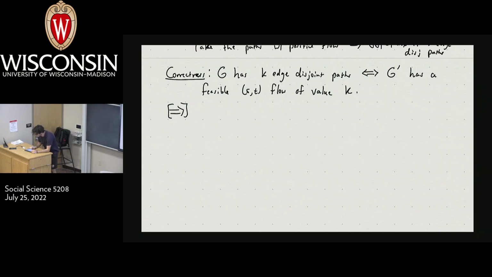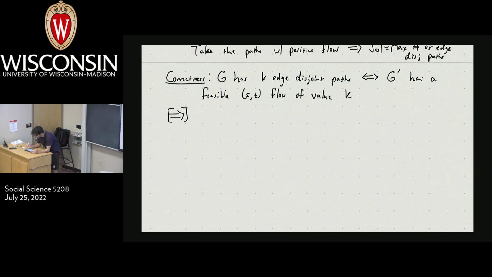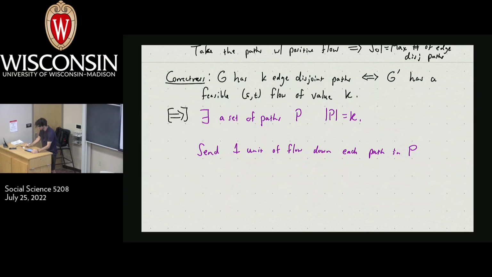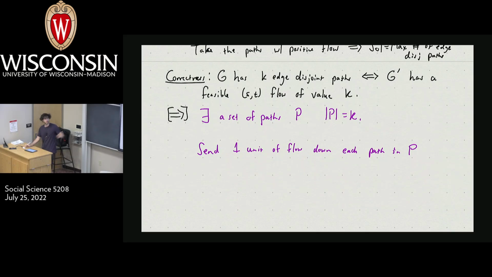So let's start with the first case, which is the easier one. So let's suppose G has such a set. So there exists a set of paths P, and the size of P is K. So what are we going to do? We're going to send 1 unit of flow down each path in P. Okay? So clearly the value of this flow is going to be K because there are K edges leaving S.